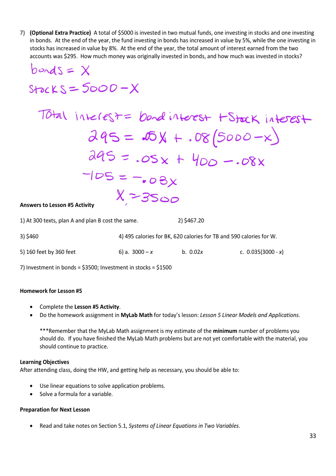Okay, so because x was the amount we put in bonds, this is 3,500 in bonds. And then the rest of our money went to stocks. So we do 5,000 minus 3,500, and we get 1,500 in stocks.